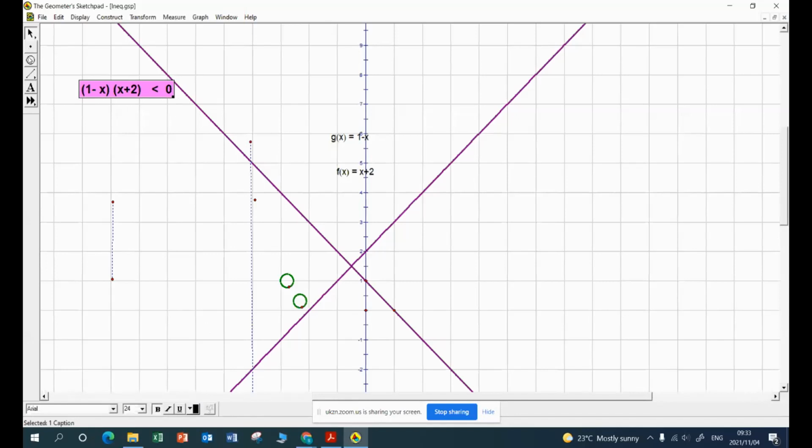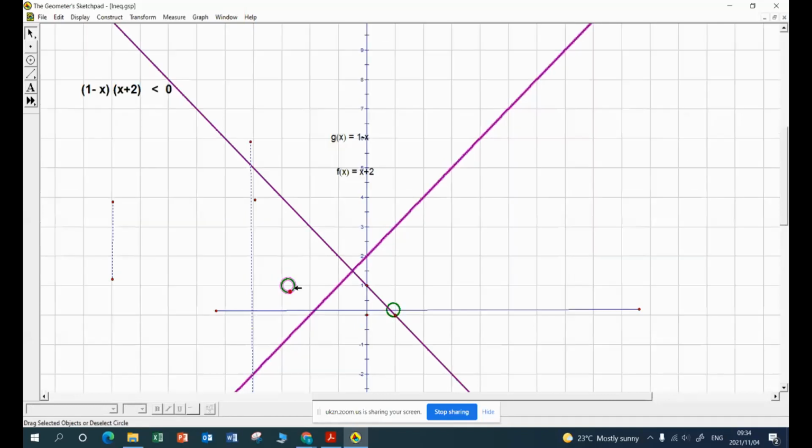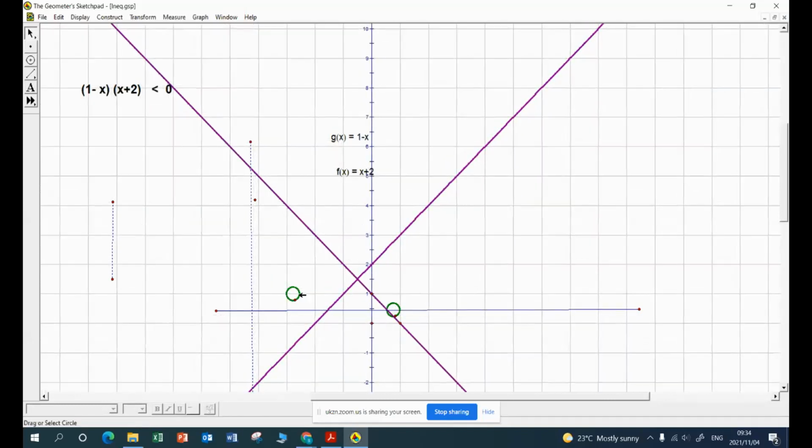What is missing here is this: that is the x-axis, and that's a graph. The graph cuts at 1. And that's here. So it cuts at 1 and minus 2.